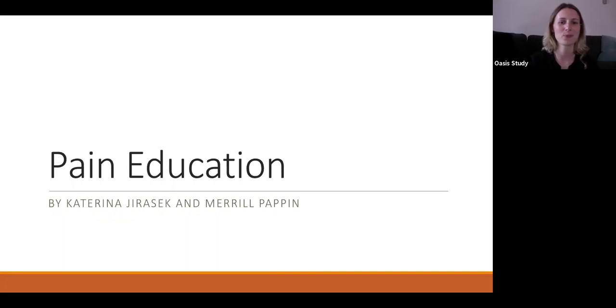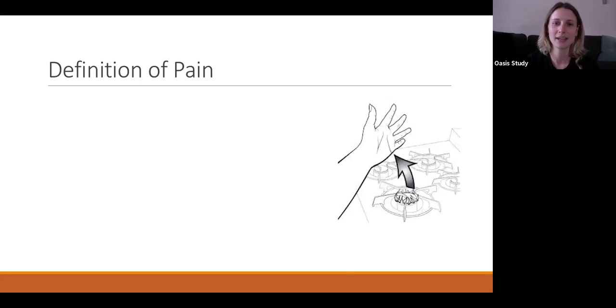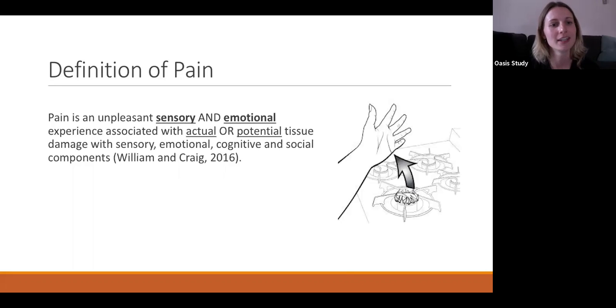So we'll be talking a little bit about pain, some self-management tips, and also about arthritis and osteoarthritis. Just to begin with a couple of definitions. Pain is an unpleasant sensory and emotional experience that's associated with actual or potential tissue damage, with sensory, emotional, cognitive, and social components. This means that it's related to actual or potential tissue damage, which I'll elaborate on a little bit after.